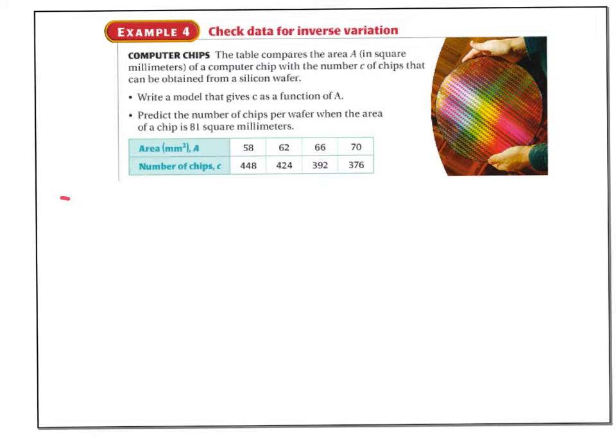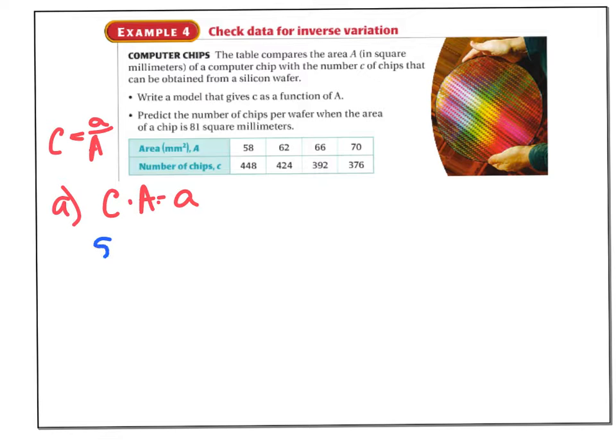And so C as a function of A needs to be checked to see if there's inverse variation first. So what we're going to do is take all of our data points, and we can assume that we're going to have C equal to some constant of variation over A, the area of the chip. And so if this was truly inverse variation, we could take C times A and see if we get a constant of variation out of that. Are we always changing approximately by the same amount? So let's take in our data points.